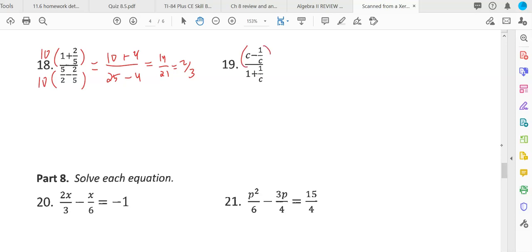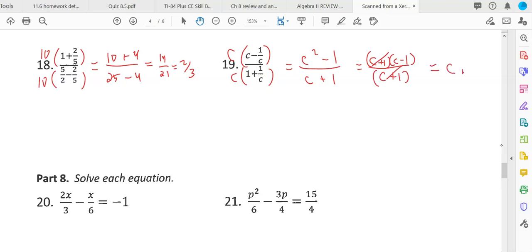This one, maybe multiply top and bottom by c. I think that would be the fastest way. So we get c squared minus 1 over c plus 1. This simplifies even further. C plus 1 times c minus 1 all over c plus 1 is c minus 1. And restrictions are c cannot equal 0 or -1.